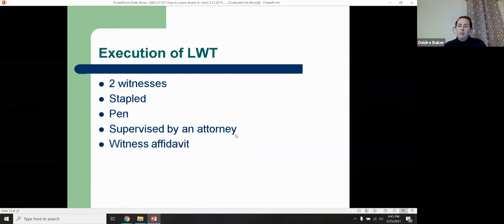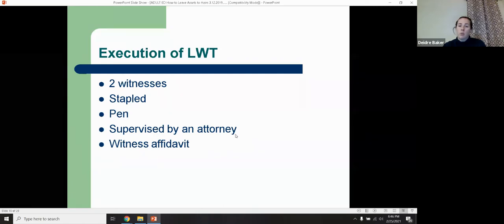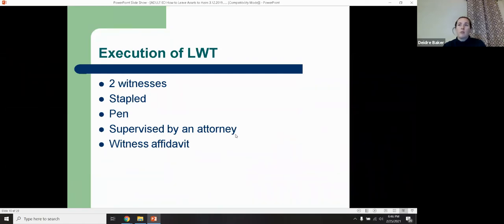This seems like an obvious requirement, but the testator and the witnesses must sign it in pen. You can't sign it in pencil because that could be erased. And if it is supervised by an attorney, meaning the attorney is the one who not only prepared the document, but also sat with the witnesses and the testator and oversaw the signing and made sure it was done properly, the court gives a presumption that this was done correctly. They assume the attorney knows what he or she was doing, and it'll make it far more difficult for someone to object or to contest the will.